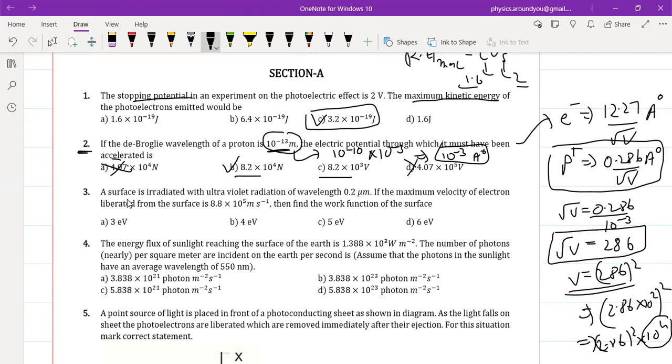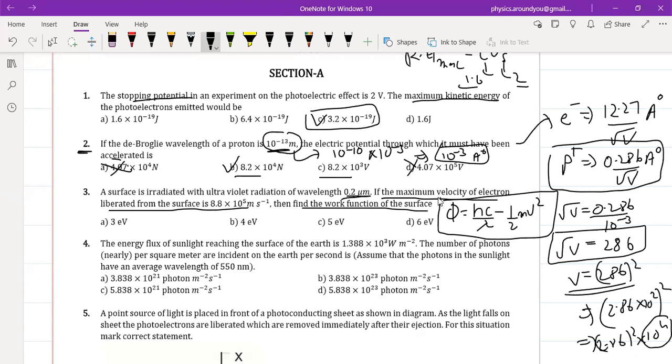Now, question number 3. The surface is irradiated with some radiation, UV, they have told. Wavelength is 0.2 micrometers. What is the maximum velocity of the electron? That is also given. Find the work function of the surface. The work function for the surface is phi equal to hc by lambda minus half mv square.